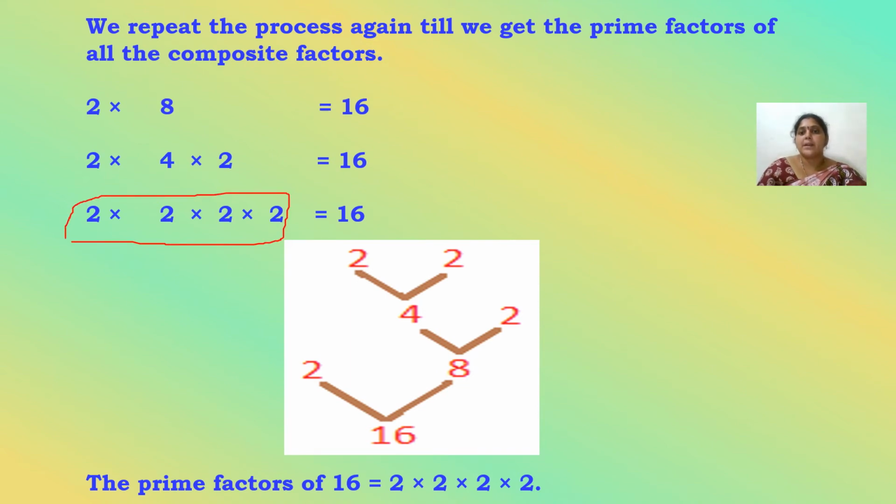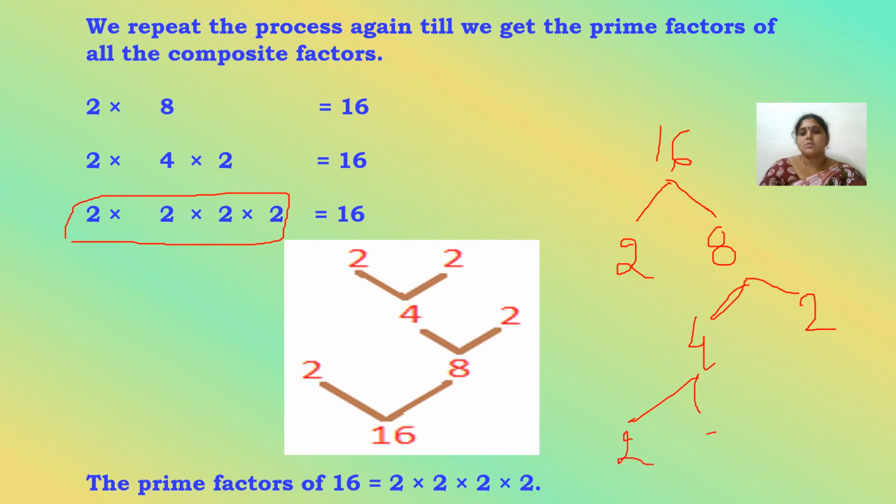For the root you have to write 16. Then carry forward as branches 2 into 8, and this can be carried forward as 4 into 2, and this again carried forward as 2 into 2. So how many prime numbers did you get? 1, 2, 3 and 4. Multiply all 4, we must get the number 16 itself. 2 2s are 4, 4 2s are 8, 8 2s are 16. This is the factor tree method.